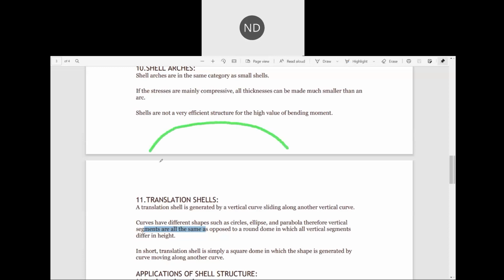When you have a dome like this, the height is different here, different here, and at the center the height is different. So the vertical segments are of different heights. But in the translation shell, what happens? Your vertical segments are all of the same height. So in short, it can be in this way, it can be in this way.